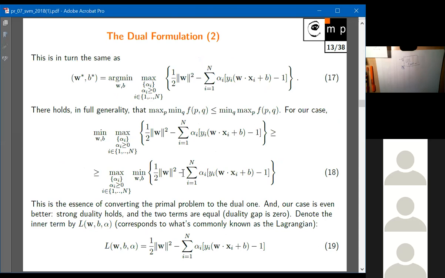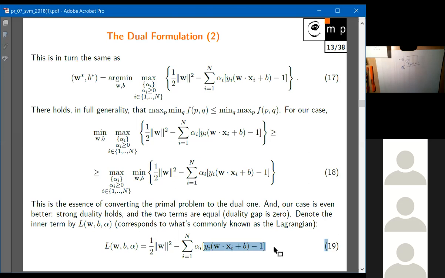After reordering this min-max, we get to this Lagrangian term, which says that the original can be transformed into the minimization of the quadratic norm of W, that was the original thing, minus the constraints with these Lagrangian multipliers and the conditions.